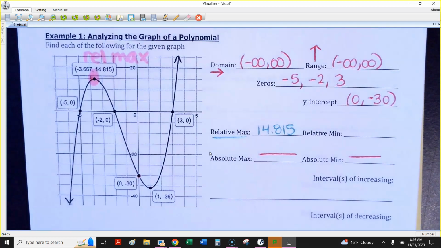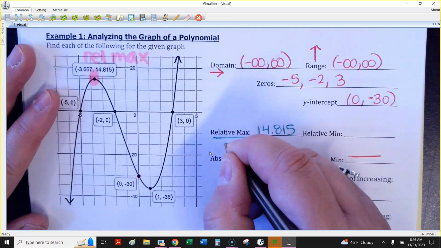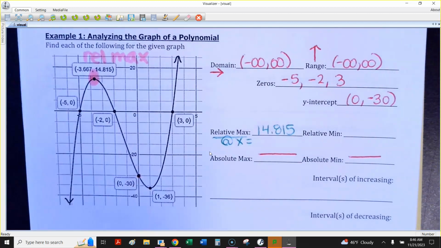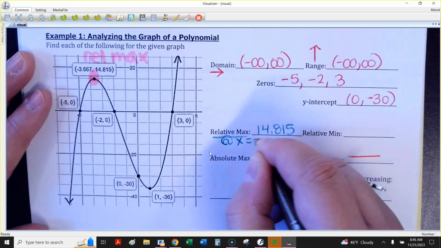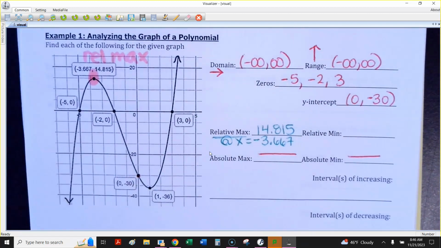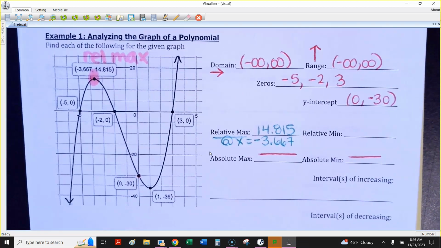Now, the way you write this, and I know this is kind of weird, the actual relative maximum is the y value, and I'm going to write underneath, at x equals whatever the x-coordinate of the point is. So the relative maximum occurs at the x value of negative 3.667. Sorry, Desmos does this to 3 decimal places, so a lot of these points will have 3 decimal places. So I'm just going to go ahead and write that out. That's your relative max. What would the relative minimum be on this graph?